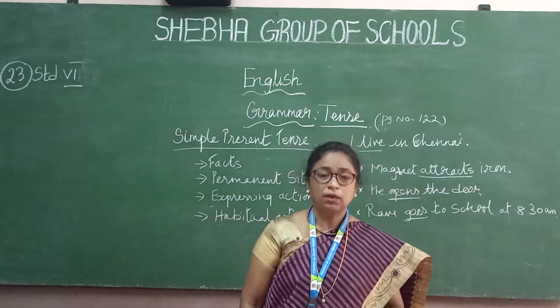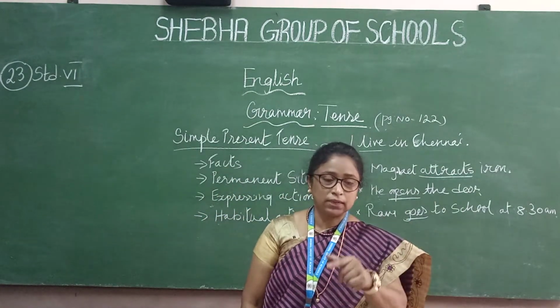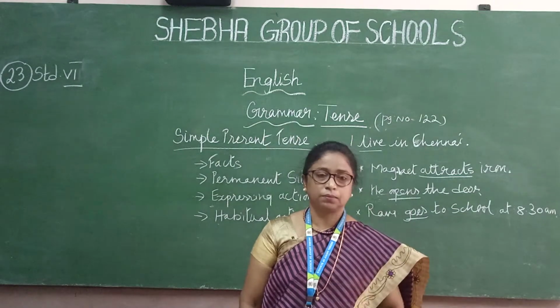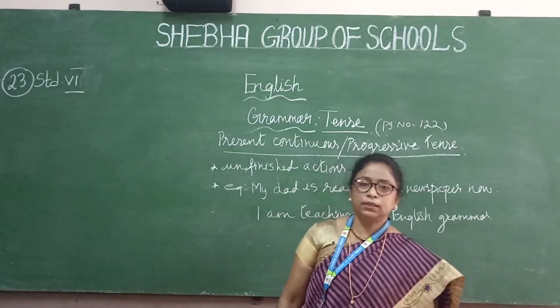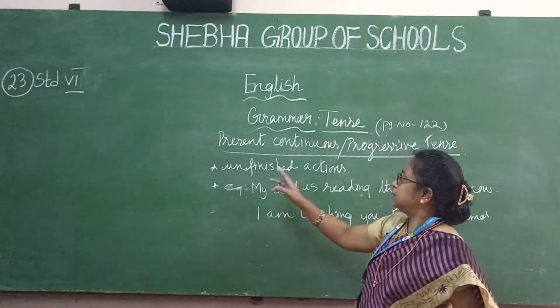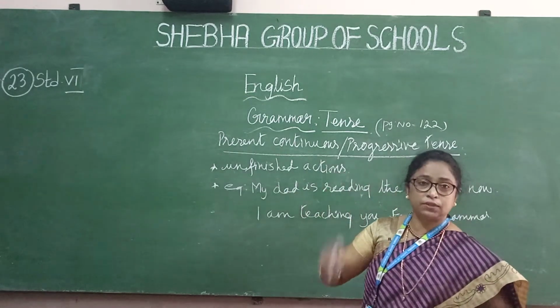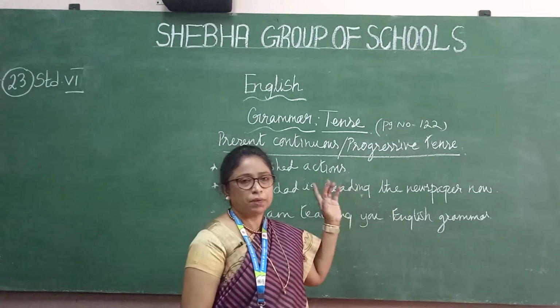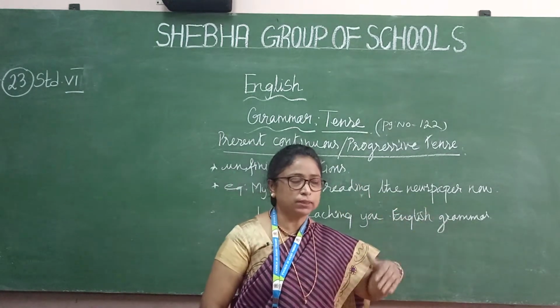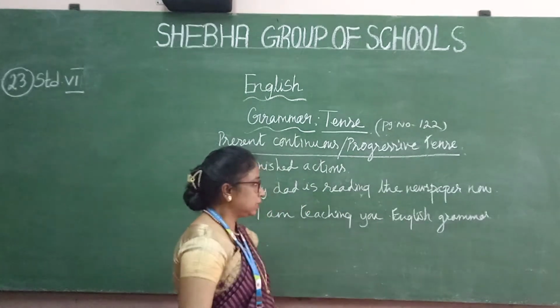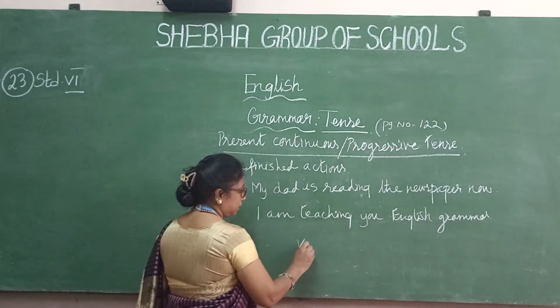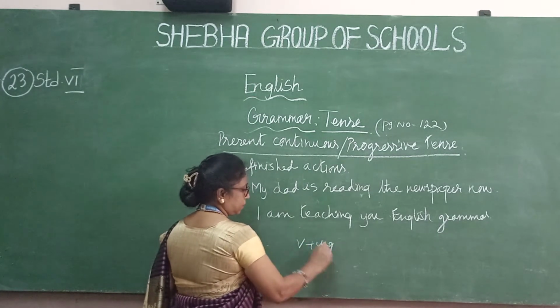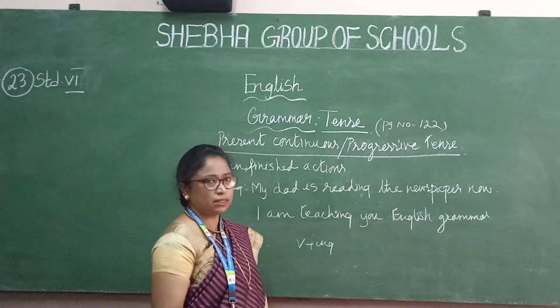Now I will tell you about present progressive tense or present continuous tense. Next I explain to you about present continuous or progressive tense. Continuous and progressive are the same. Present continuous or progressive tense means what is happening now. Now, the verb is given, verb plus ing. For example, write is the word.